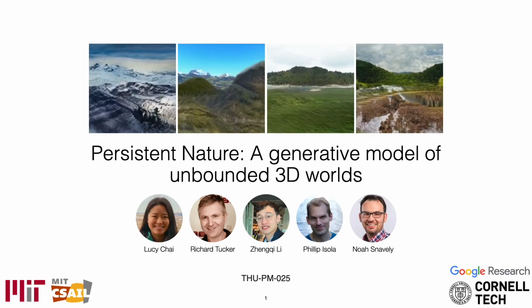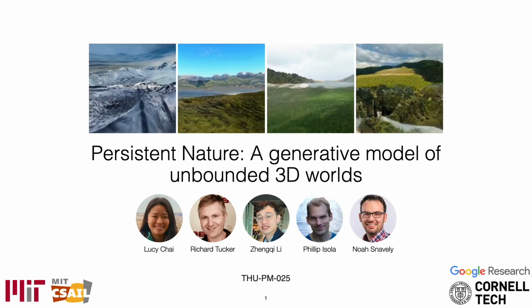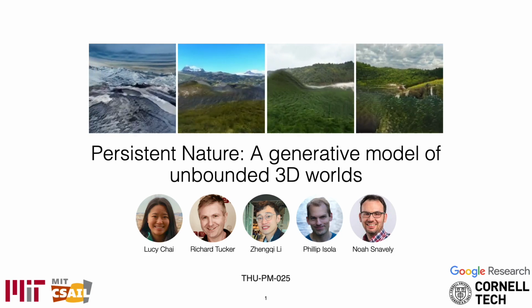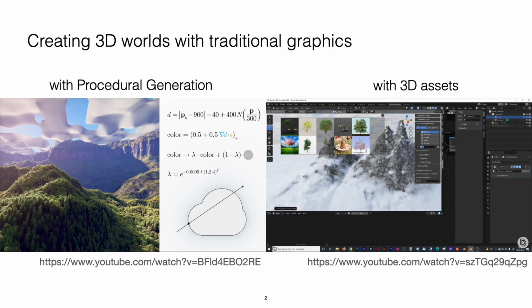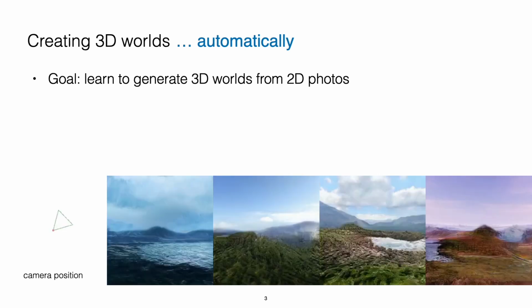Hi everyone, I'm Lucy, and I will be sharing our paper titled Persistent Nature, a generative model of unbounded 3D worlds. In the traditional graphics pipeline, creating landscapes is a very manual process, illustrated by these clips from 40-minute-long YouTube videos. So here we explore creating worlds automatically, learning from 2D photos without 3D ground truth.